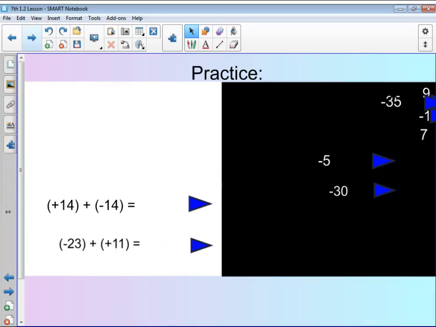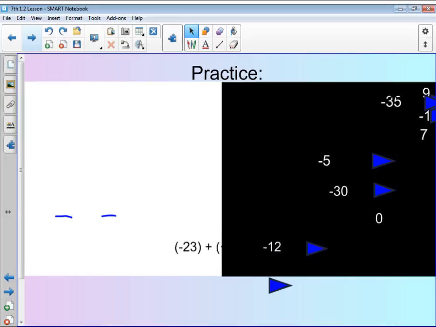For the next one, positive 14 plus negative 14. Hey guys, there's that number and its opposite, so they cancel each other out. We should get 0. And my little link together came apart, so we got 0. And negative 23 plus 11, different symbols, find the difference. So we subtract them, we should get 12. And then apply the larger sign, so 23 was larger, it had a negative sign, so negative 12. So hopefully you did really well on those.